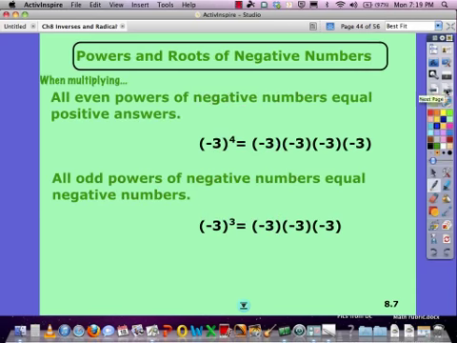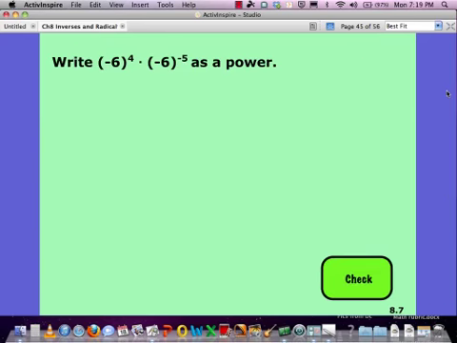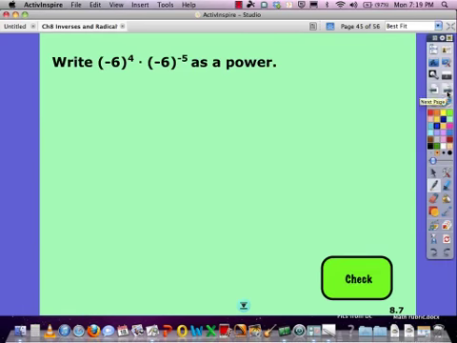So here we go. When multiplying, all even powers of negative numbers equal positive answers. That's what we were just talking about in our display there. So if I have a -3, doesn't matter what the number is, and I take it 4 times, that gives me 1, 2, 3, 4 negative signs. Groups of 2 gives me a positive, so we're going to get a positive answer. Any odd power of negative will always give me negative numbers. So with that result, let's move forward and see what we're going to do.